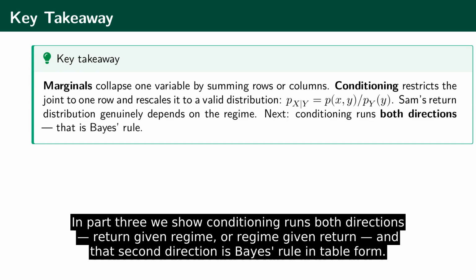In Part 3, we show conditioning runs both directions, return given regime or regime given return, and that second direction is Bayes' rule in table form.